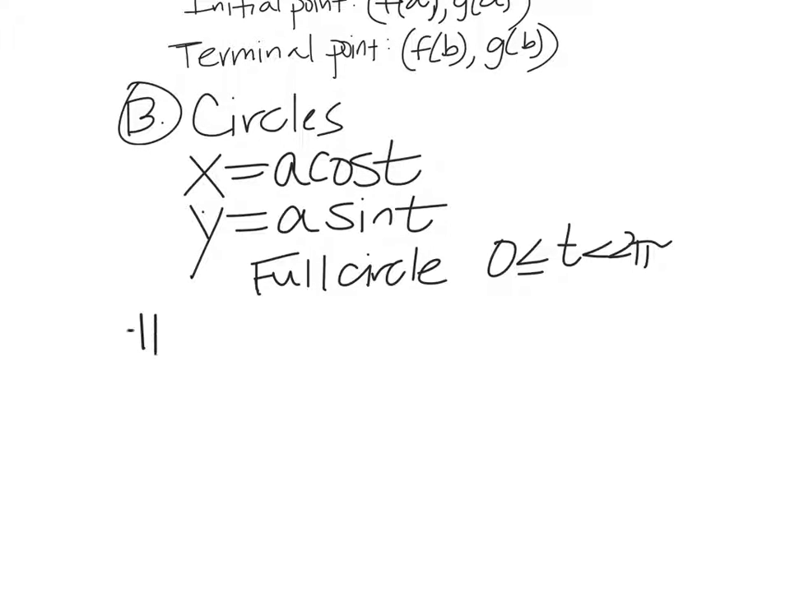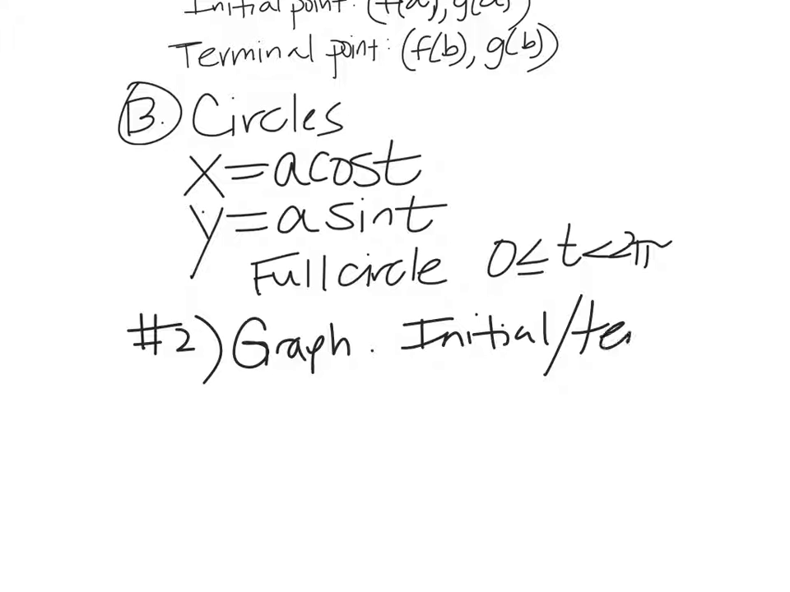All right, number 2. What we're going to do is graph, list the initial and terminal points, and also eliminate the parameter. Let me see. Okay, your book says find a Cartesian equation for a curve that contains the parameterized curve. All right, maybe I should write that instead. We're going to find a Cartesian equation.